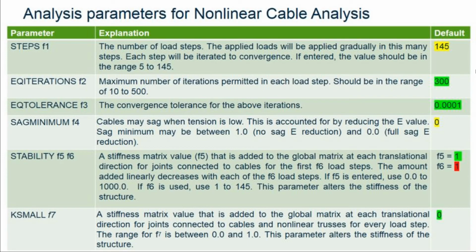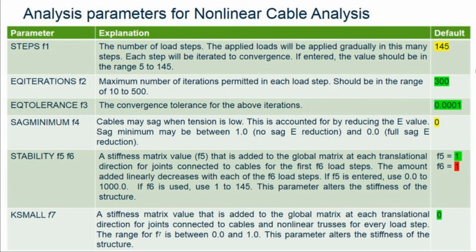That's why I highlighted it in green color, because this is a permanent spring that is not going to reduce to 0 at the final iteration also. So it's going to affect the stiffness of the structure, and this doesn't exist in the site. So don't use it unless there is no other way. 90% of the problems involving cables can be solved just by using the two parameters, sag minimum and stability parameters. On complex models only, we start using the K small parameter as well as other parameters.